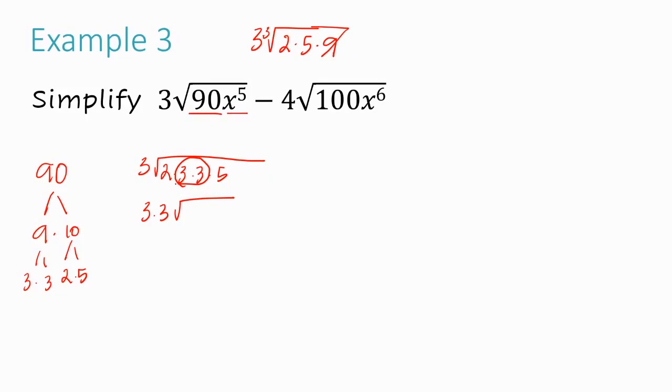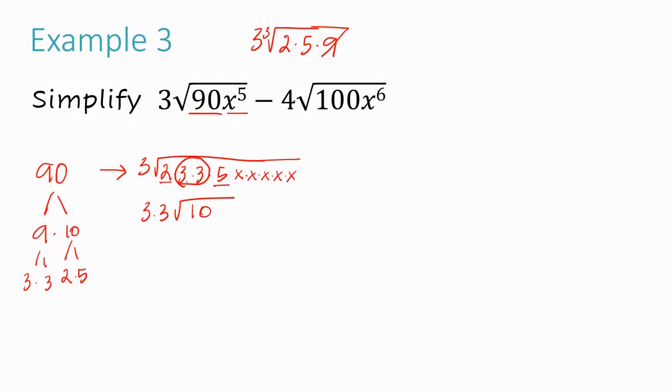So 2 and 5 are left under the radical, and they are 10 when you multiply them together, okay? But if you remember, I didn't only have a number underneath the radical. I also had x to the fifth power. So what that means is, really, this first line I did not complete. I need to write 5 x's. 1, 2, 3, 4, 5.